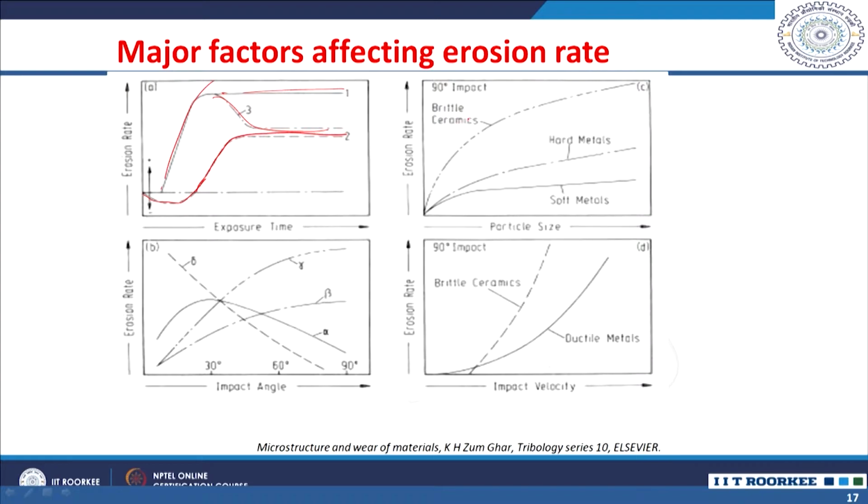With respect to this particle size, you can see the erosion rate. So, as the particle size is increasing, erosion rate also increasing, right, but the rate of increase is different from one material to another material. The hard material have higher rate of erosion with increase in the particle size than the softer material. So, you can see even harder ceramic materials have a very sharp increase after certain particle size.